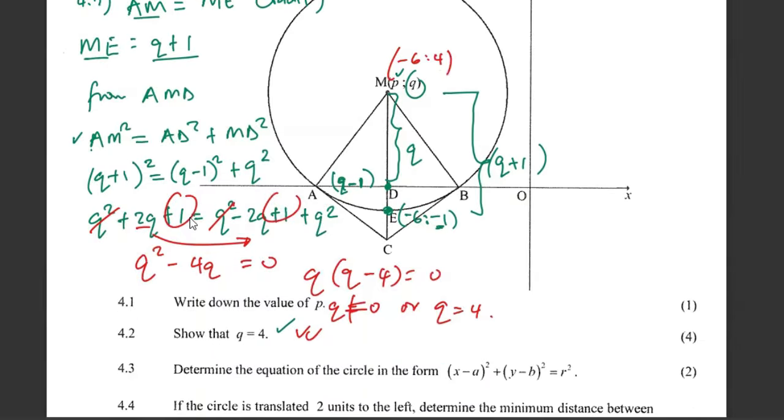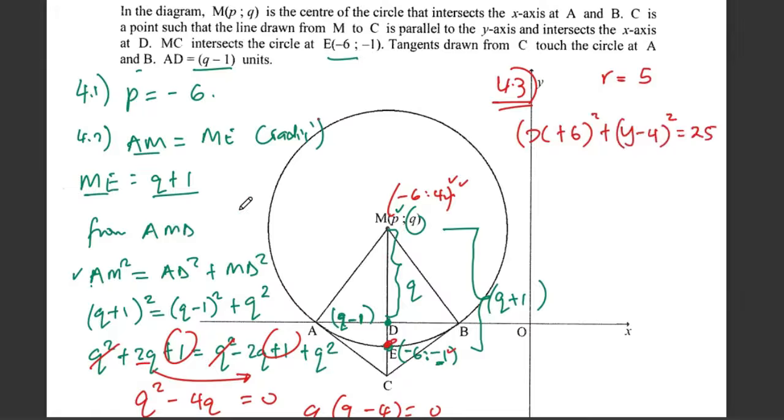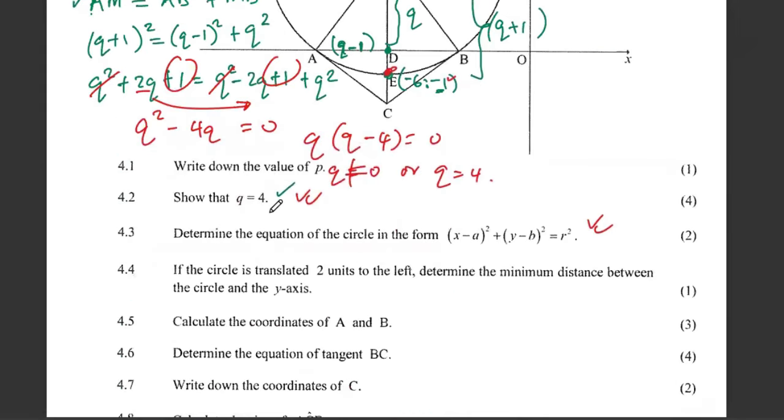4.3, they want us to get the equation of the circle in that format. Okay, so what do we know about this circle? We have the center coordinates. The only thing missing is the distance or the radius. But since this is a vertical line that is parallel to the y-axis, let's just subtract 4 minus -1, meaning that the radius is 5. Okay, come down and tell us (x plus 6) squared, and then (y minus 4) squared, equals 5 squared, which gives us 25. So that is how 4.3 was supposed to be worked out.